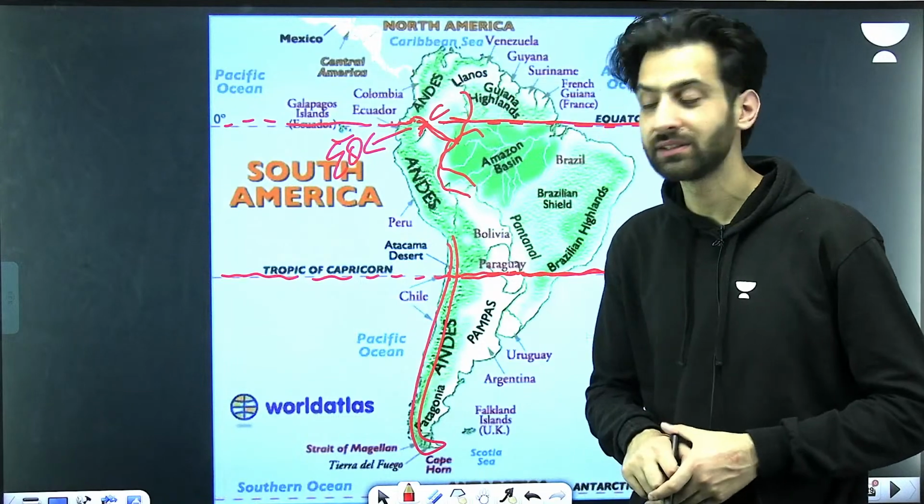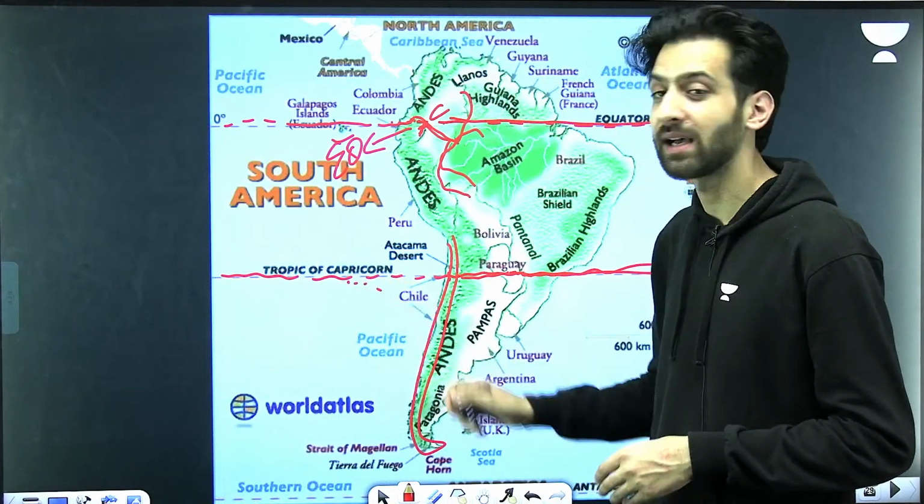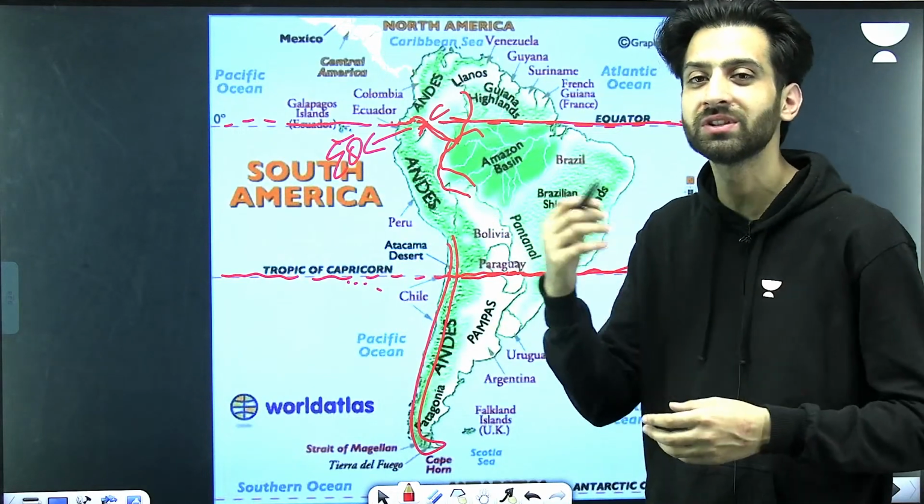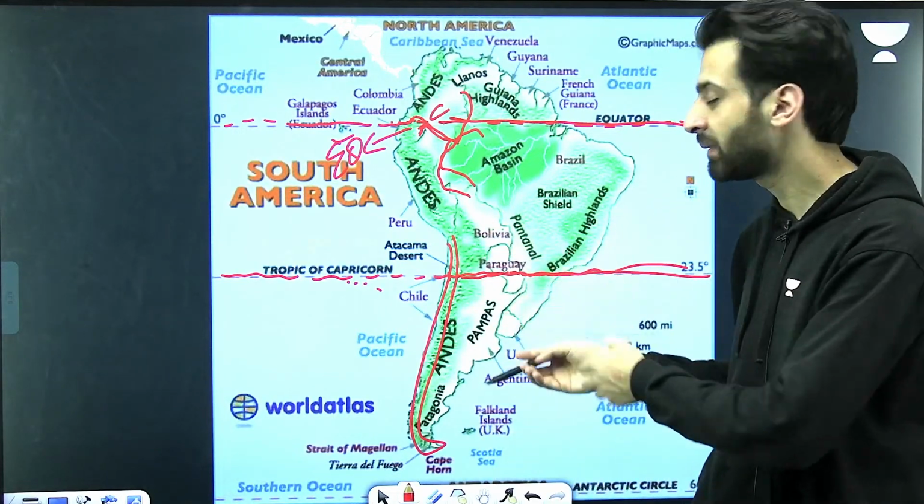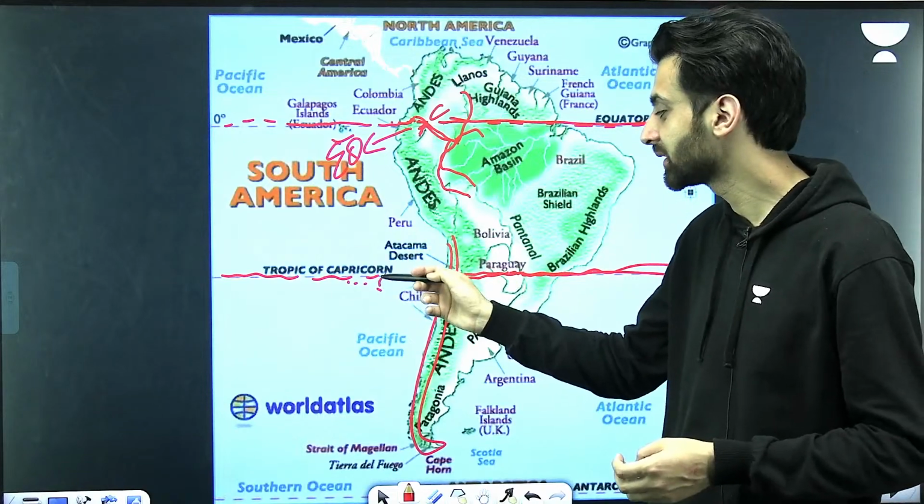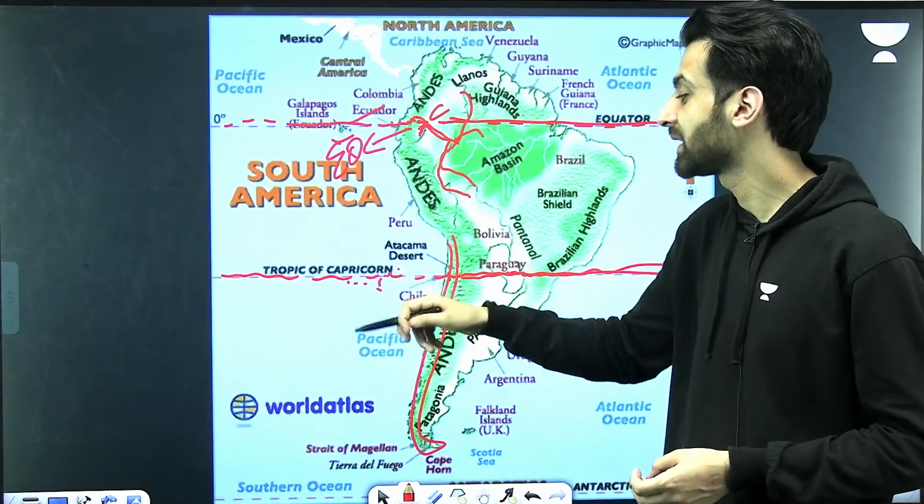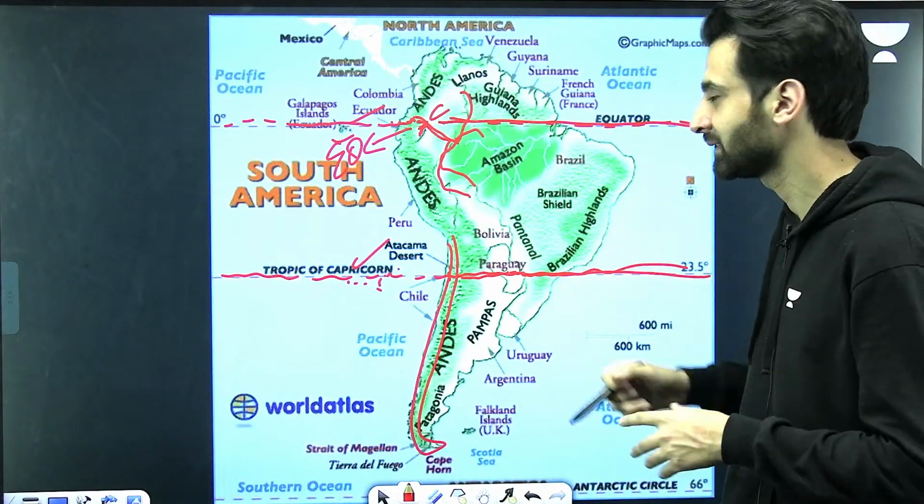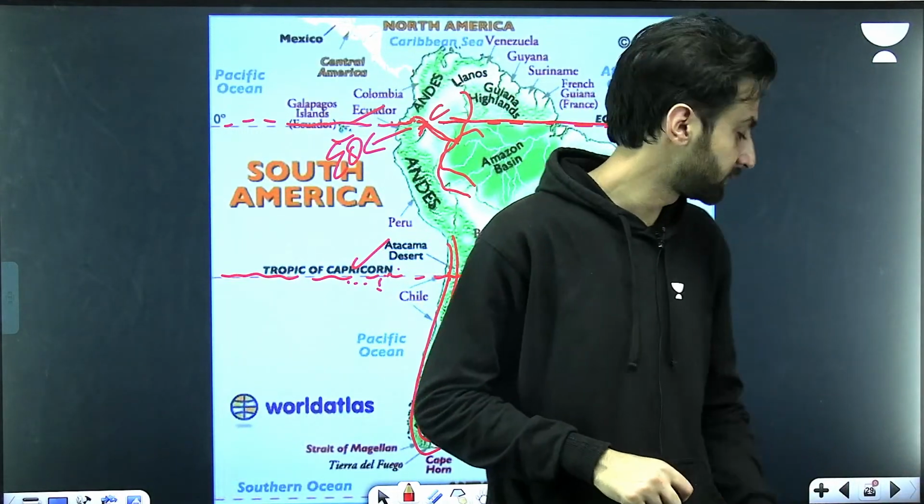So these are the countries through which the Tropic of Capricorn passes. If you have a hold on the map, you don't have to memorize through which countries they pass. You can look at the map and easily tell the names of the countries through which the equator will pass, through which the Tropic of Capricorn will pass, and all these things. I hope that you have understood the mapping of this.